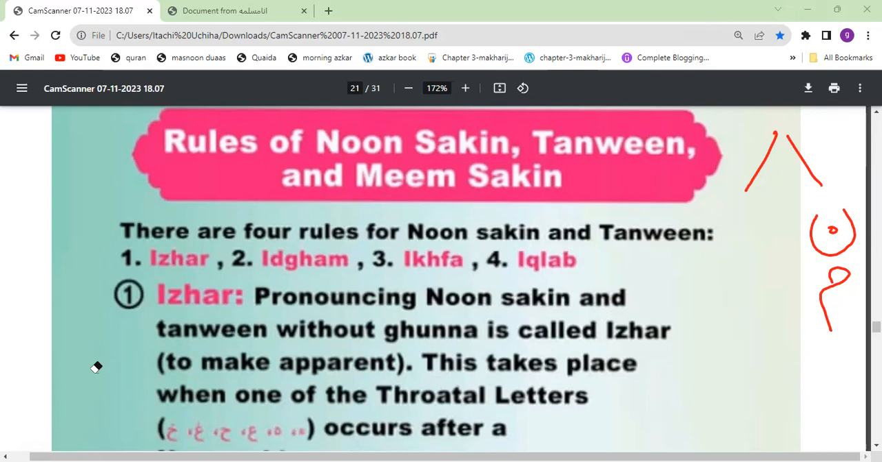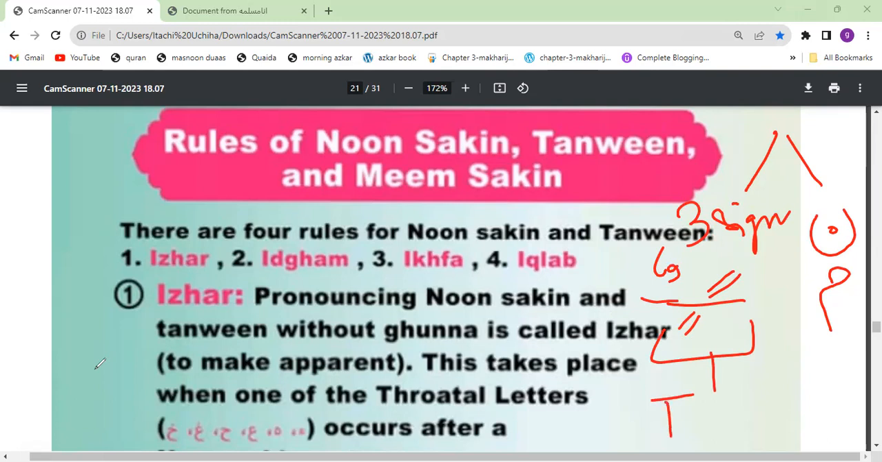Let's say the three signs. The three signs are the double signs: double zabar, double zayr, and double pesh, which we all together call tanween. Tanween is basically the double zabar, double zayr, and double pesh.